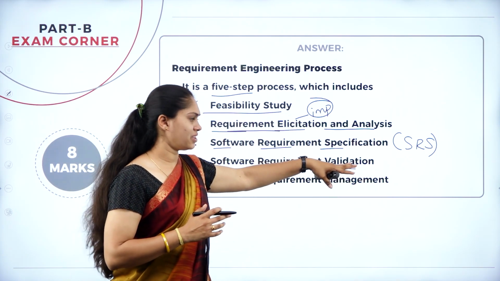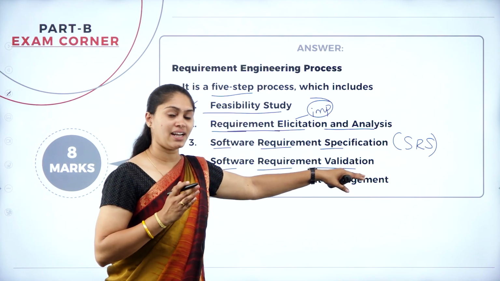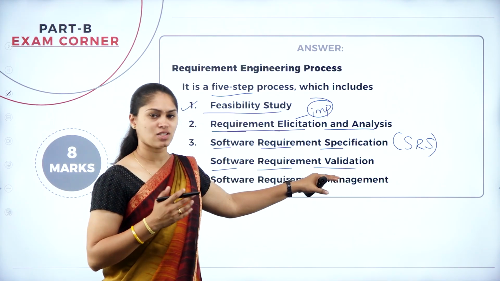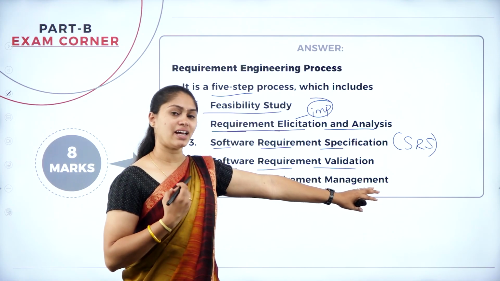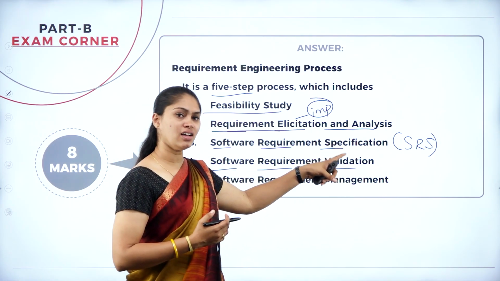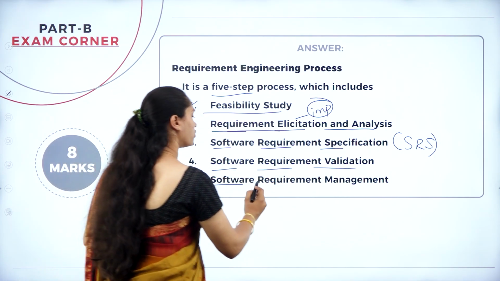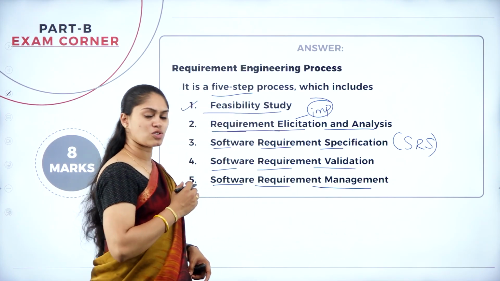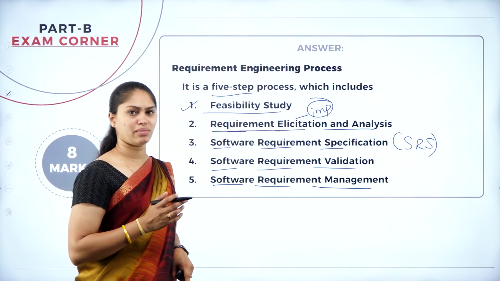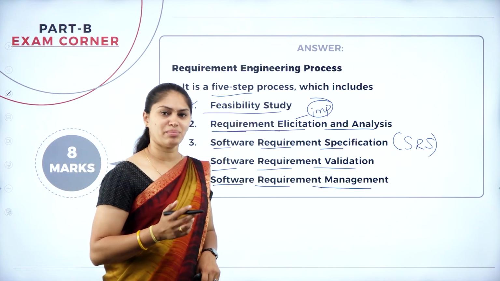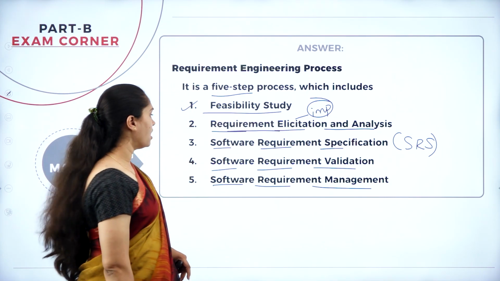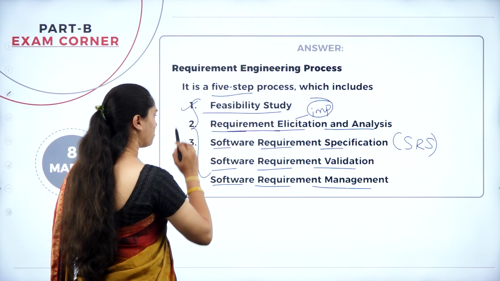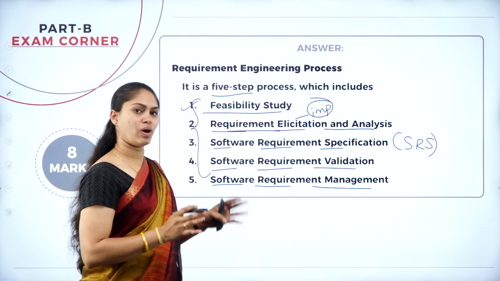Already we got a question with respect to this. What do you mean by validation in a software requirement phase? So we are checking, are we building the right product? That will be done in the validation. After that, software requirement management. So we have to manage all the requirements of the software which are given by the customer. So it's your responsibility to explain each of the processes one by one.